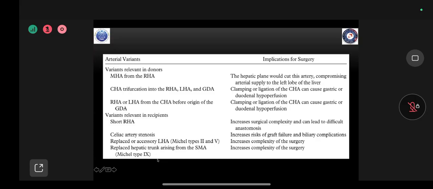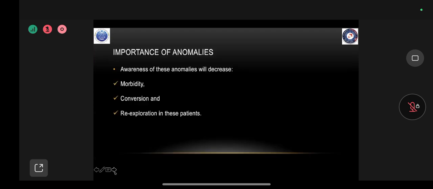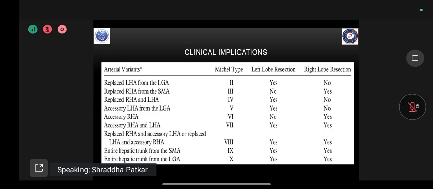These are the implications for surgery, as I said, mainly for transplant, but any aberrant or replaced hepatic artery must be identified during surgery. Otherwise, it can be troublesome post-operatively also. So it will decrease your morbidity in cases of laparoscopic surgery. It will decrease your chances of conversion. And if you have identified them preoperatively and safeguarded them, then you may not need to do a troublesome re-exploration in these patients post-operatively. So this is for resections.